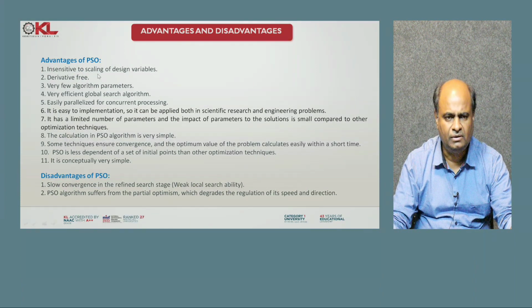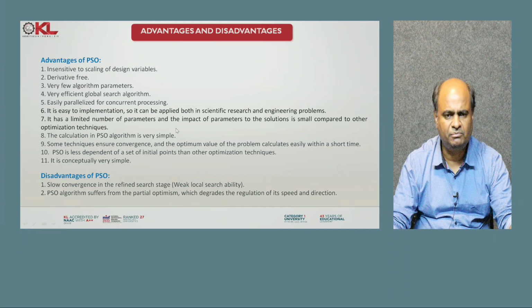What are the advantages? One is that it is insensitive to scaling of design variables, you can take any type of variables, any type of data. It is derivative free, with very few algorithm parameters: only P best, G best, velocity and position. It is a very efficient global search algorithm, easily parallelized for concurrent processing, so you can implement the PSO in parallel. It is easy to implement, so it can be applied in both scientific research and engineering problems. Again, it is also very simple.